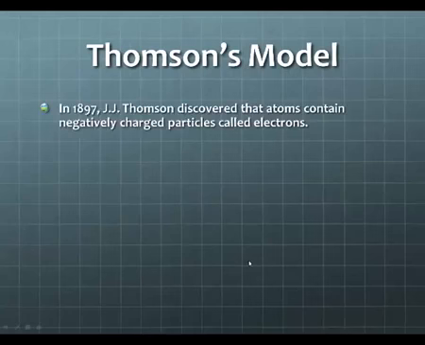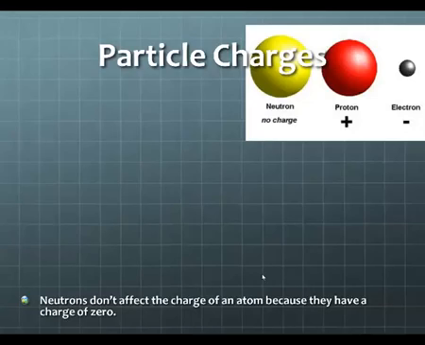In most atoms, the number of protons equals the number of electrons. As a result, the positive charge from the protons equals the negative charge from the electrons. So the charges balance, making an overall neutral atom. Neutrons don't affect the charge of an atom because they have a charge of 0. They do, however, affect the overall mass of an atom.